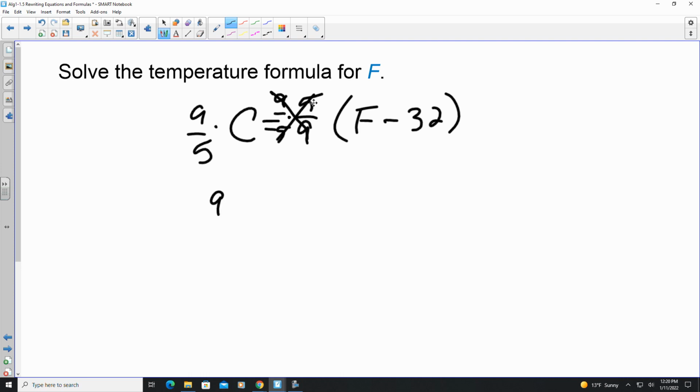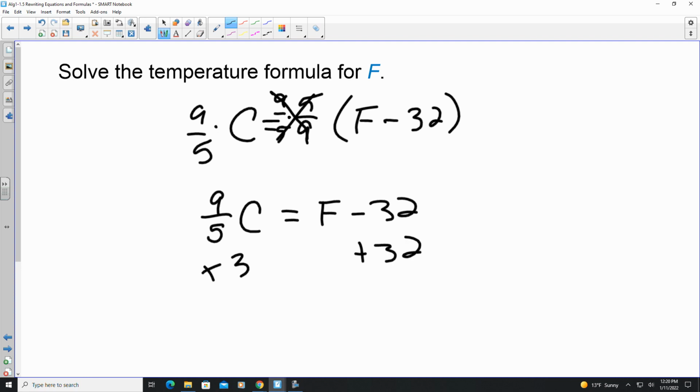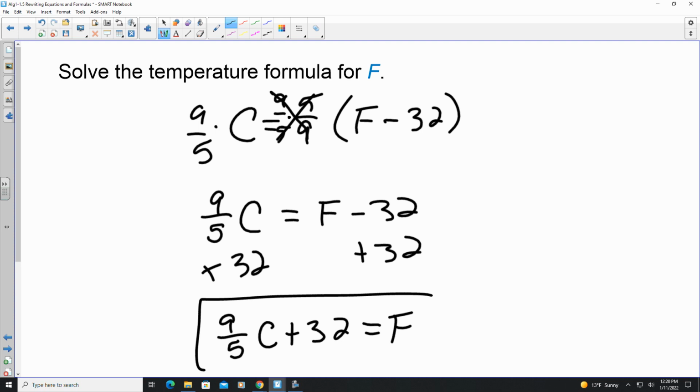So now I have 9/5 C is equal to F minus 32. From here, I simply add 32 to both sides. So now I have 9/5 C plus 32 is equal to F. So here would be the conversion to take Celsius and make it into Fahrenheit.